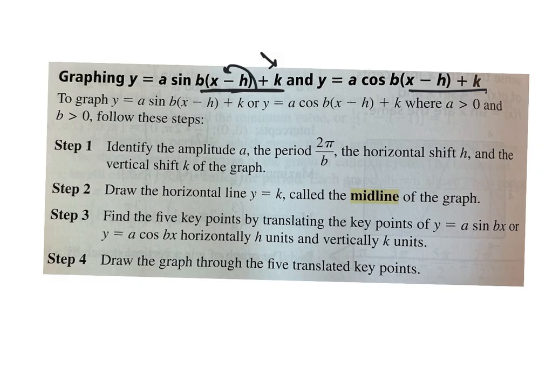They give you some steps here. Let's see what they say. Number 1, identify the amplitude and the period. Identify what you need. Draw the horizontal line, the midline. Find the 5 key points by translating the key points of the graph. Draw the graph through the 5. Okay, I got a little bit better way than that, so let's just go. I got that out of the book because I want you to see what they say. But I'm going to show you 3 examples. Let's see if you can pick it up just from the 3.